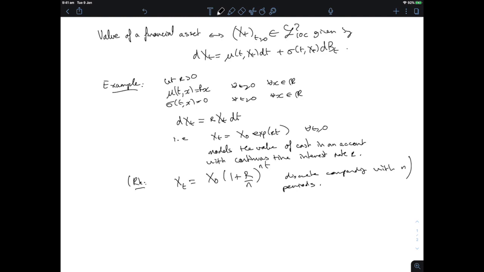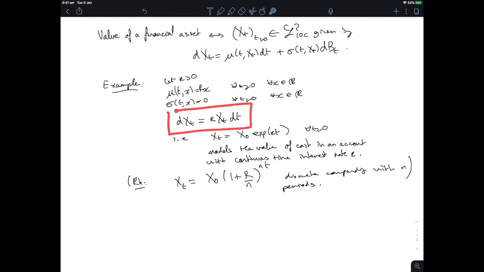Right, but here we don't want to have discrete difference equations to describe anything. We want everything to be in continuous time. So we are going to use ODEs and continuous time compounding to describe the evolution of the value of cash in a safe account with a fixed interest rate.